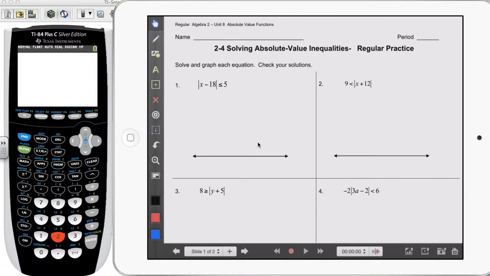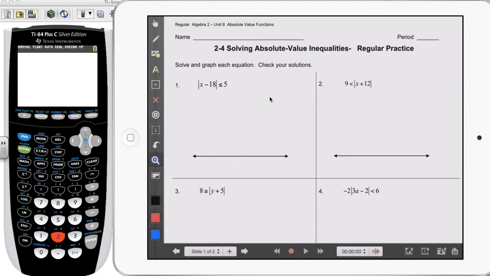Today we'll be working on lesson 2 for solving absolute value inequalities, and that's going to be the regular practice. We're going to start on number 1. I'm going to try to do a couple of practice questions where the absolute value is less than a number or the absolute value is greater than another number. So I'm going to do a couple of questions from the practice sheet, and we're going to start on number 1.